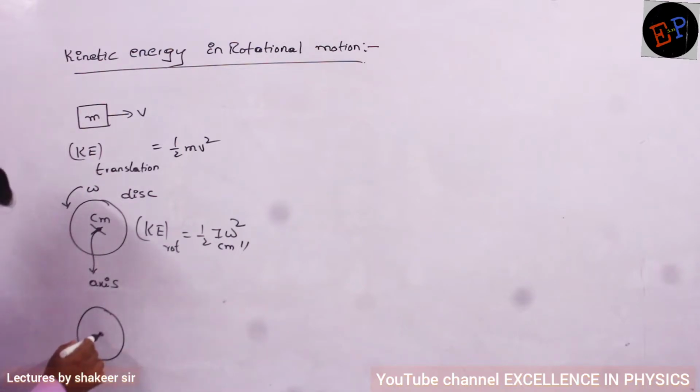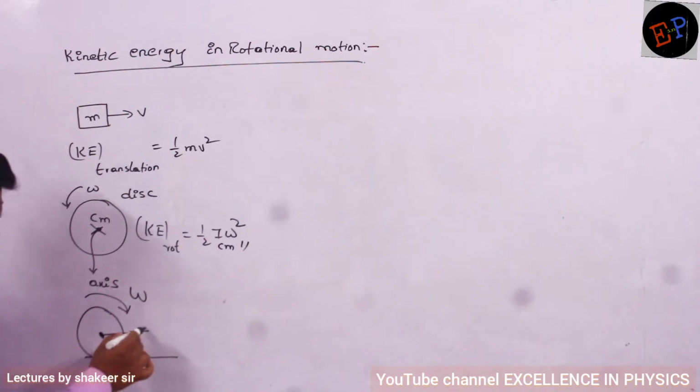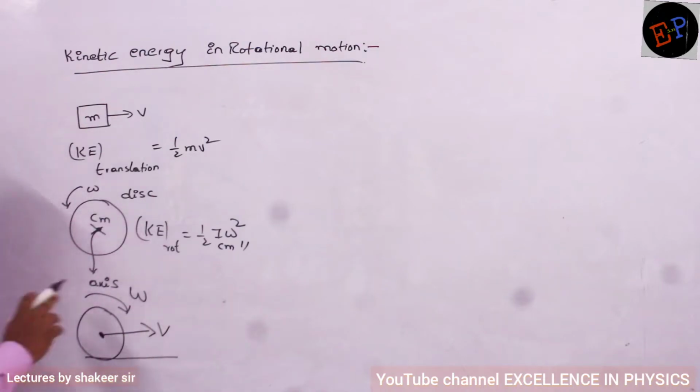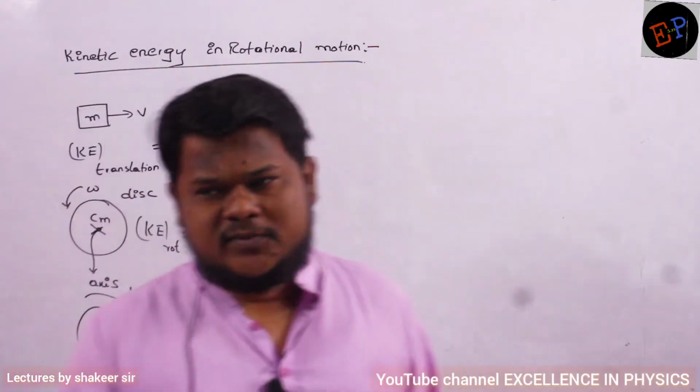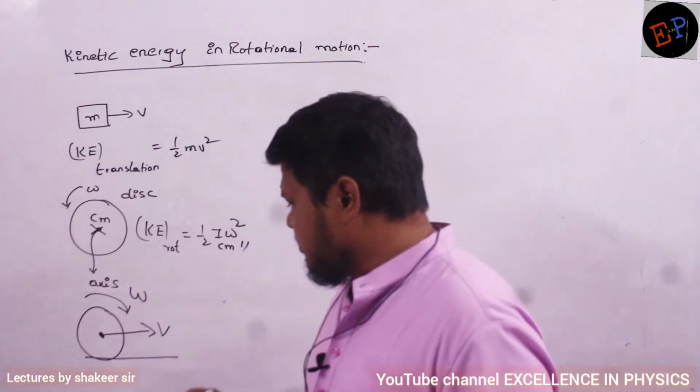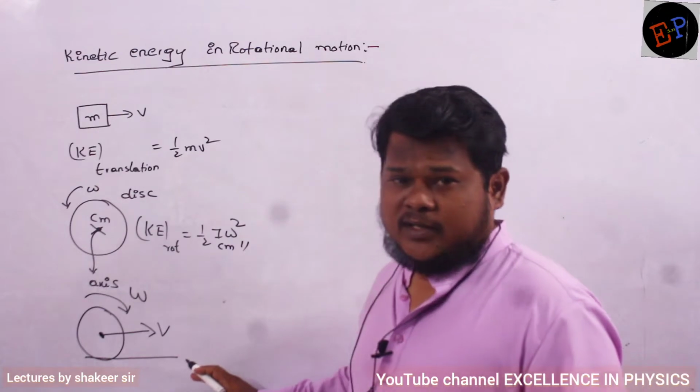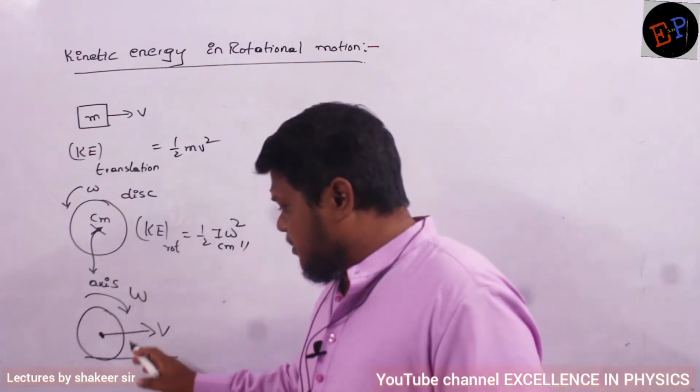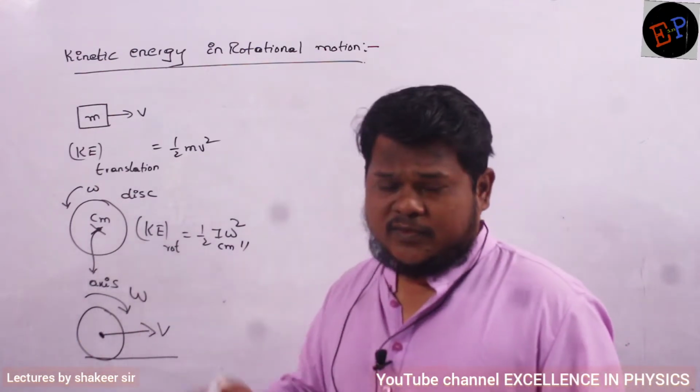Similarly, if a body is rotating about this axis with an angular velocity of omega, and it is translating also, moving in a straight line also, are you able to understand? It means this motion is a combination of translational motion as well as rotational motion. Then this body will have two kinetic energies. Kinetic energy because of moving in a straight line will be there, and similarly kinetic energy because of rotation will also be present.